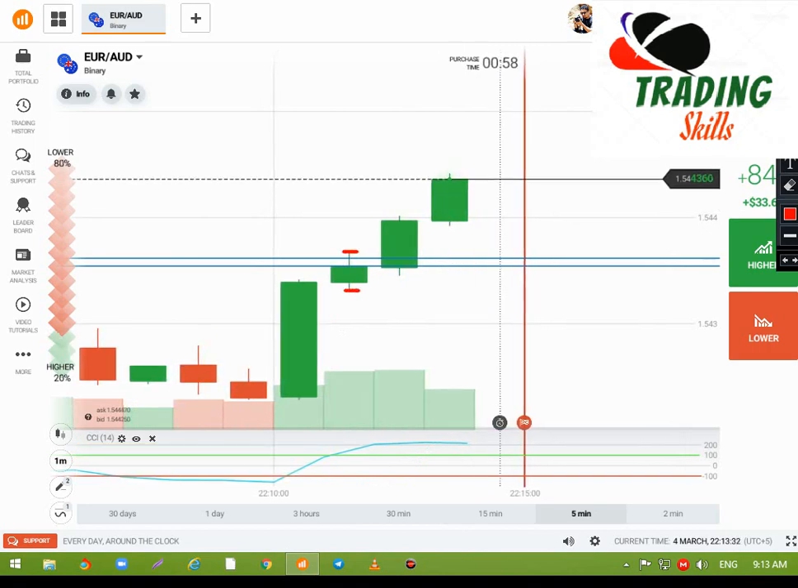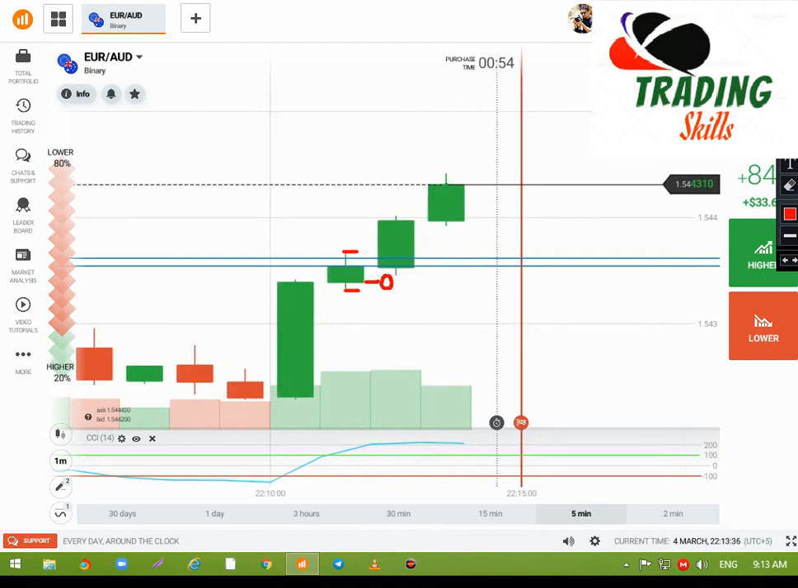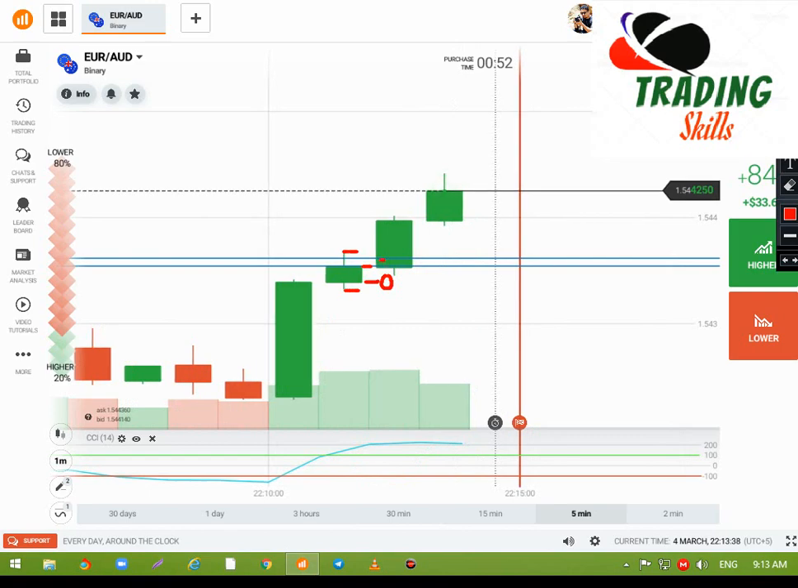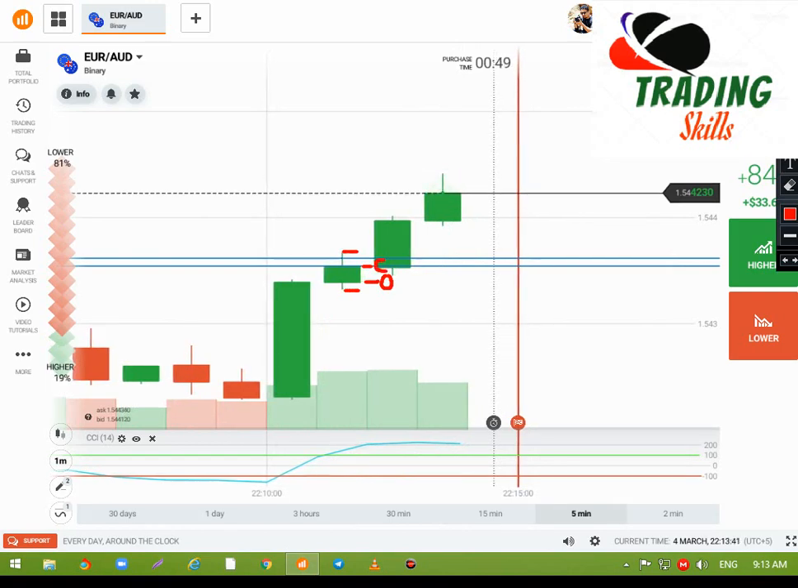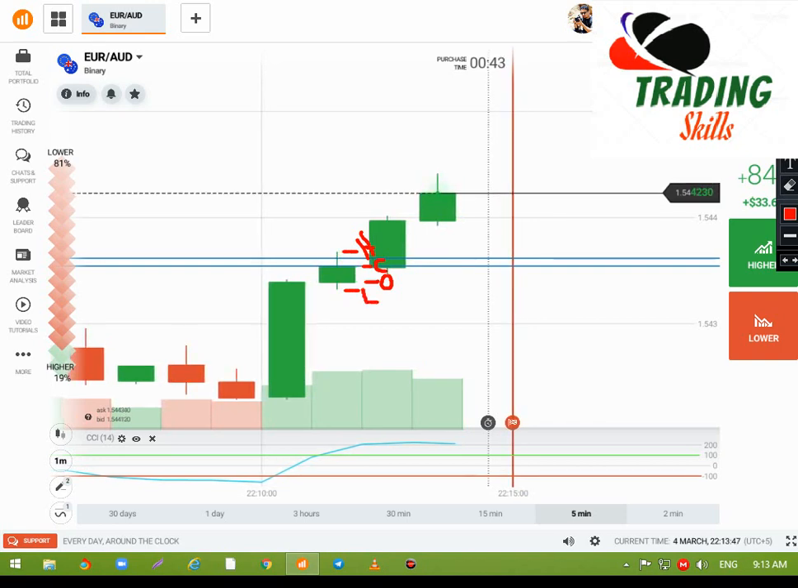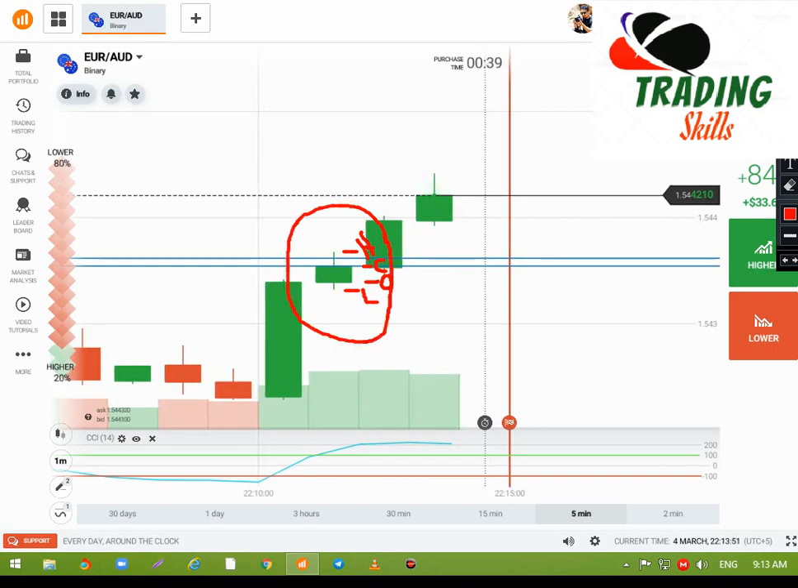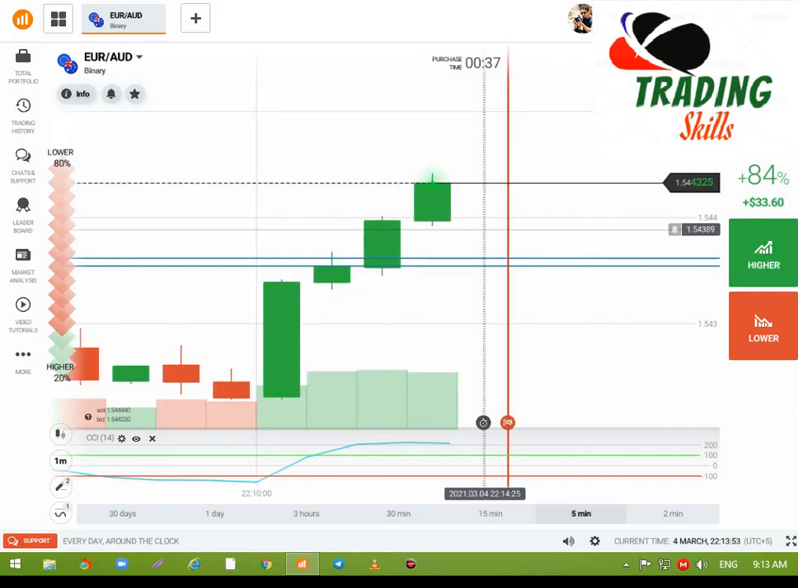So this is the opening price of the bullish candle. This is the closing price of the bullish candle. This is the high price of the bullish candle, and this is the low price of the bullish candle. So each and every candle always has four prices.